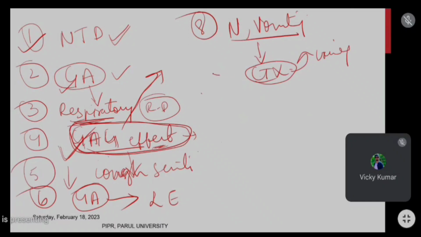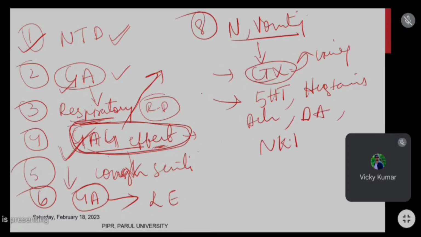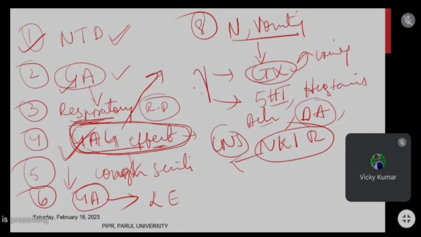And one more point, general anesthetics will induce 5-HT. They will potentiate the actions of hydroxytryptamine. It potentiates the actions of histamines. It causes the actions of acetylcholine, which will mediate nausea, vomiting. It increases dopamine activity and also NK1 receptor activity. NK1 receptors are present in central nervous system. All these 5-hydroxytryptamine, chemotrigger zone, acetylcholine in the central nervous system, dopamine, all this activity is elevated.